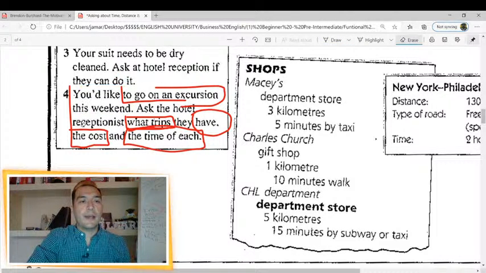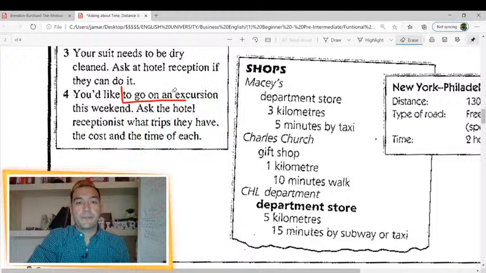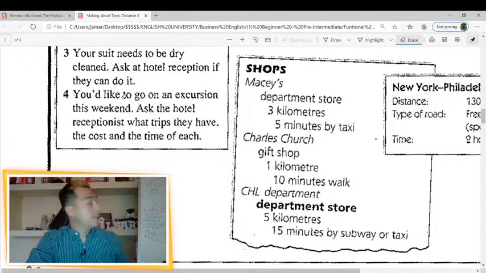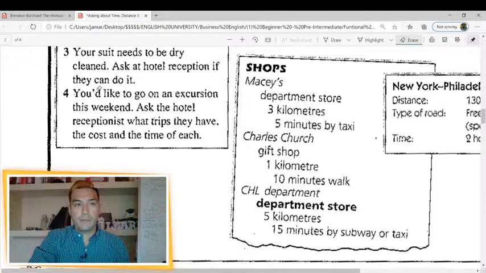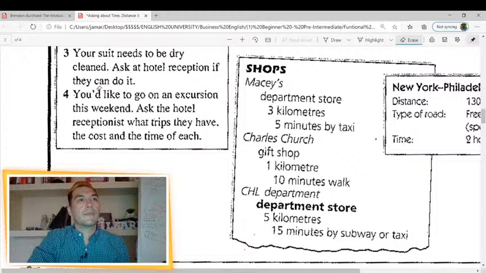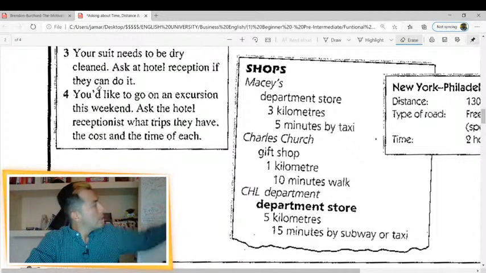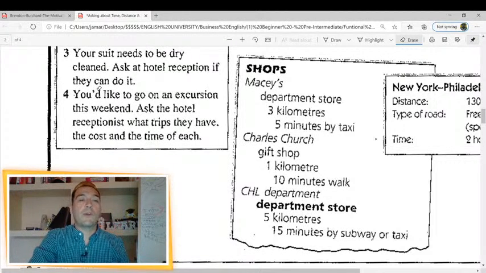All right, so I think now we have the complete question. Ready? First? What trips do you recommend to go on an excursion this weekend? Fantastic. The formula is correct.